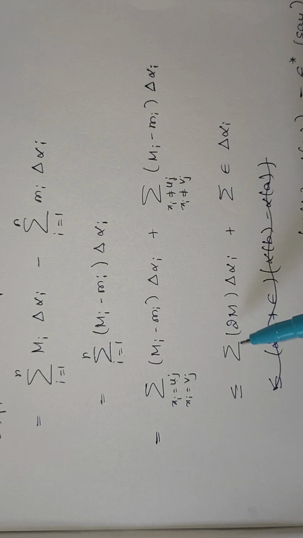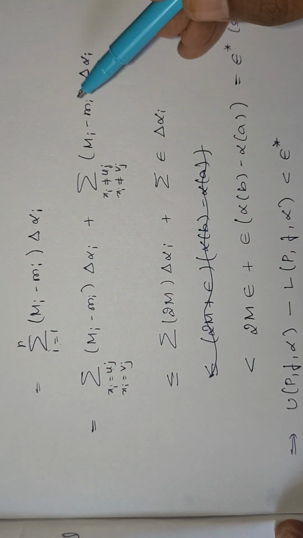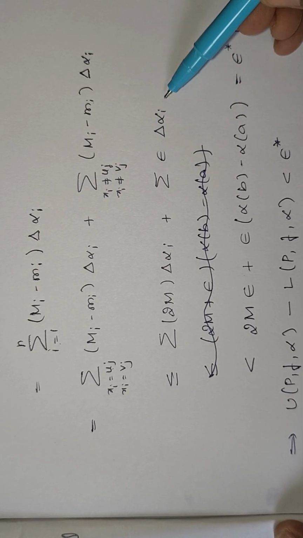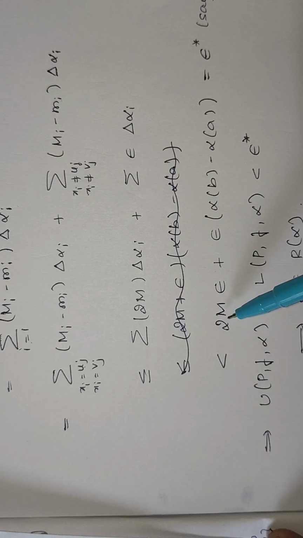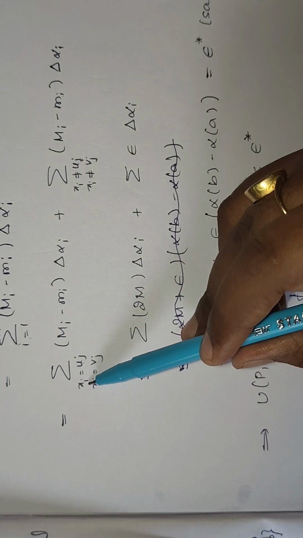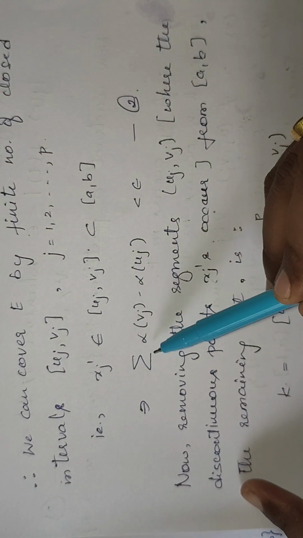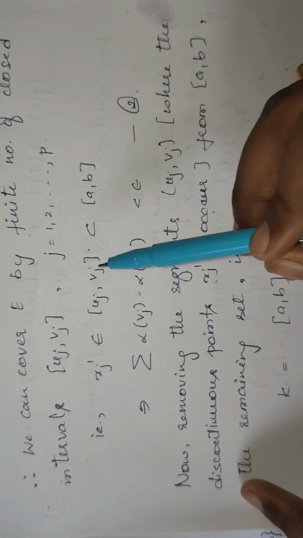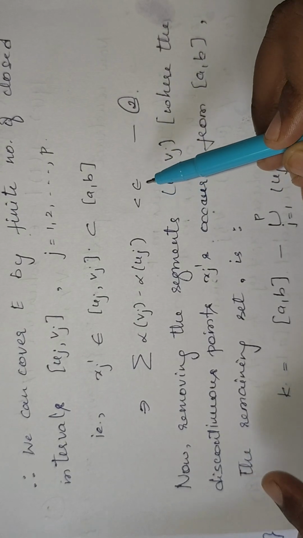So I will use that now. If I use that, this will be less than or equal to 2M, and this remains as it is, and this will be less than epsilon, and this remains as it is. So here this is less than 2M times the summation of delta alpha i, when xi equals uj or xi equals vj. See, from 2 we have this one. We have chosen such small intervals that the summation of delta alpha i's will be less than epsilon.